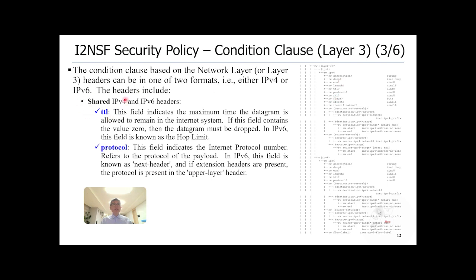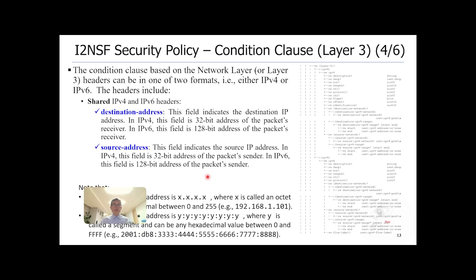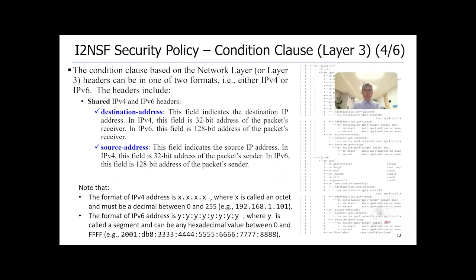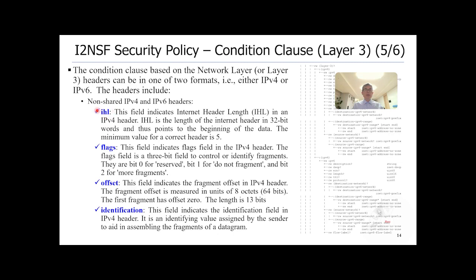And TTL, time to live, lifetime, and the protocol, the upper layer protocol. In the IP version 6 case, the next header is used to indicate the next protocol payload packet. Then the destination address and the source address. IP version 4 uses 32-bit addresses, and IP version 6 uses 128-bit addresses, four times the bit length. Version 4 uses dot notation, and version 6 uses colon notation. Also, some fields are not shared between the IP version 6 and IP version 4 headers.